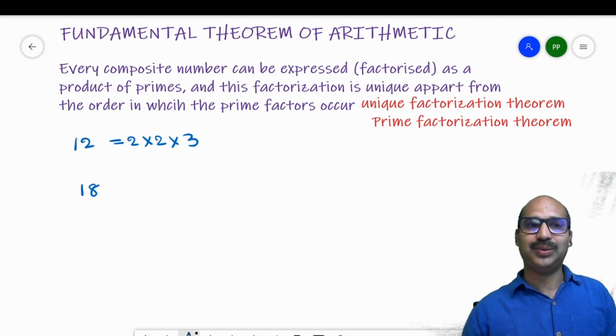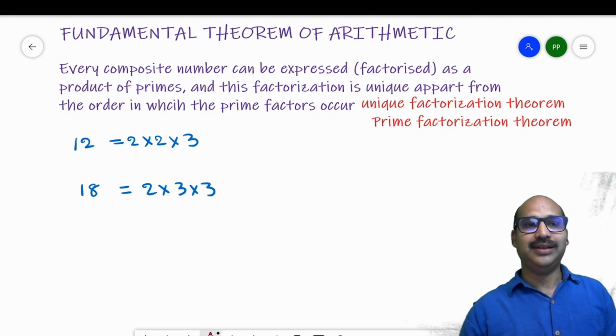2 into 2 into 3. 18 can be written as 2 into 3 into 3. From factorization, we can get this. We can factorize 12 to get this and factorize 18 to get this. What does this state? Every composite number can be expressed or factorized as a product of primes.